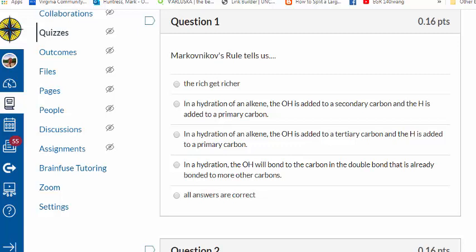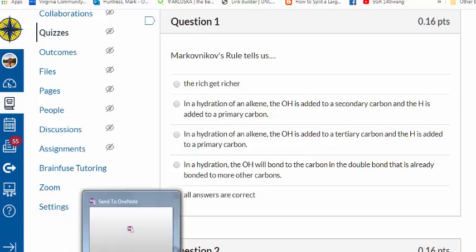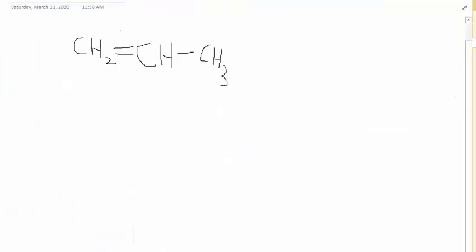This basically says that when an alkene undergoes an addition reaction, the bigger atoms are going to be added to carbons that already have big atoms on them. So if we're adding water, the question is, where's the OH going to go?